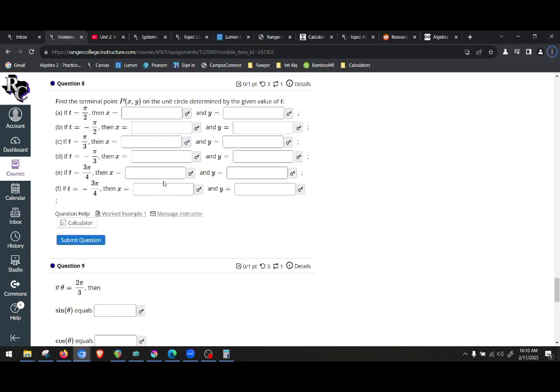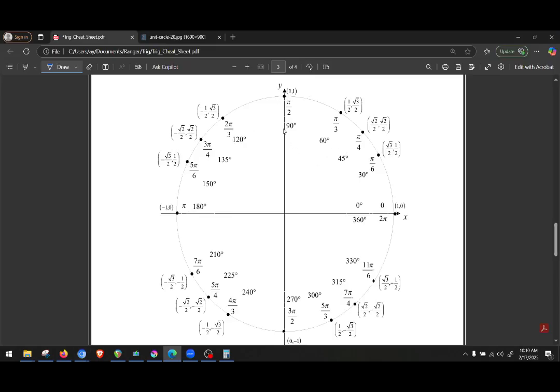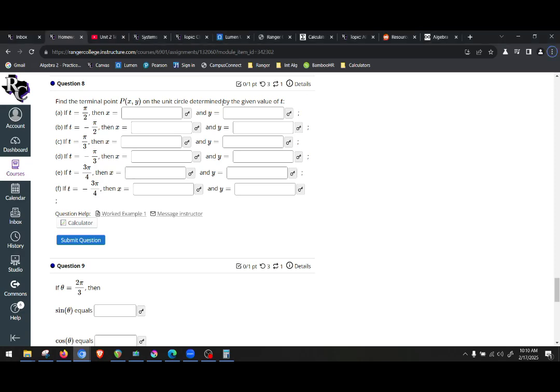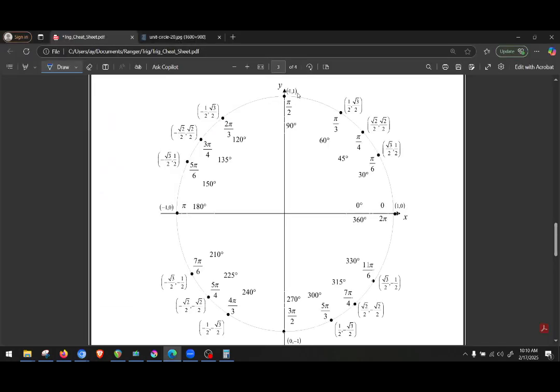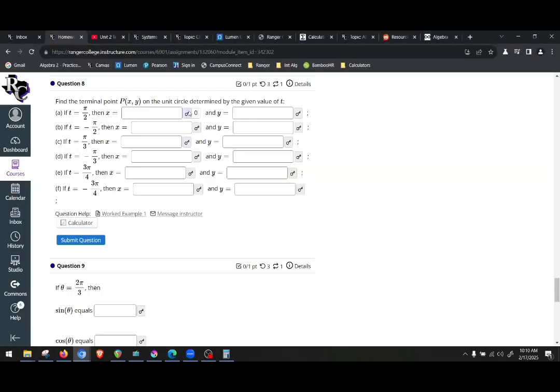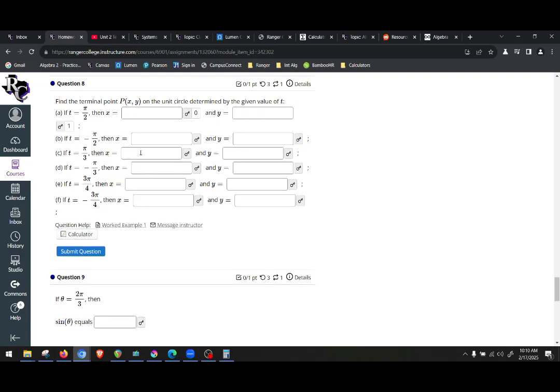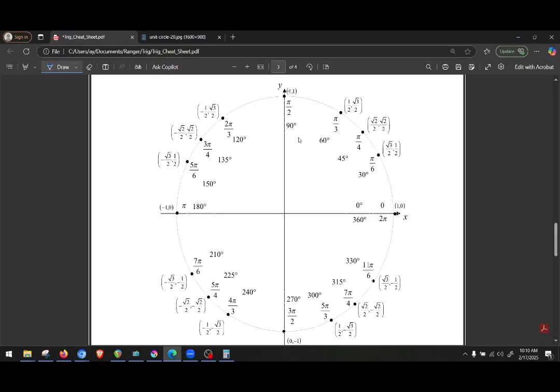Okay, we're looking for x and y coordinates for the terminal point on the unit circle. So if t is pi over 2, find that, that's 90 degrees. What is our x and what is our y coordinate? X is 0, y is positive 1. Okay, negative pi over 2, our x isn't going to change. We're doing a 180 here from where we were at, so we're going negative 90 degrees. That's here. We look at our x, it's 0, y is negative 1.